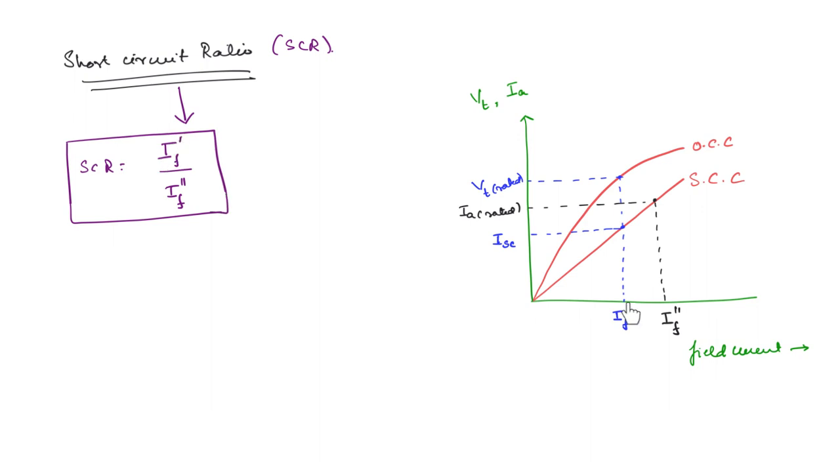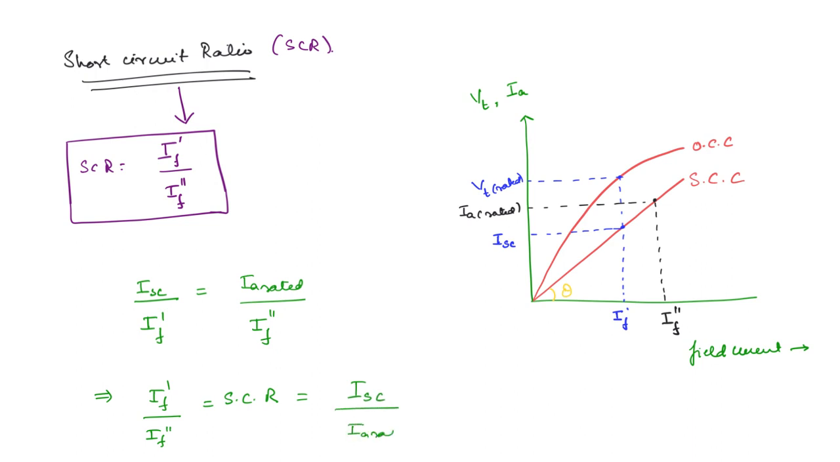What is IF dash? This is the field current to get the rated voltage. What is IF double dash? It is the field current required to get the rated current. Now if you take this angle to be theta, then tan theta you can write either as ISC by IF dash or as IA rated divided by IF double dash. So ISC divided by IF dash is equal to IA rated divided by IF double dash. From here, IF dash by IF double dash, which is nothing but the short circuit ratio, is equal to the short circuit current divided by the rated current.